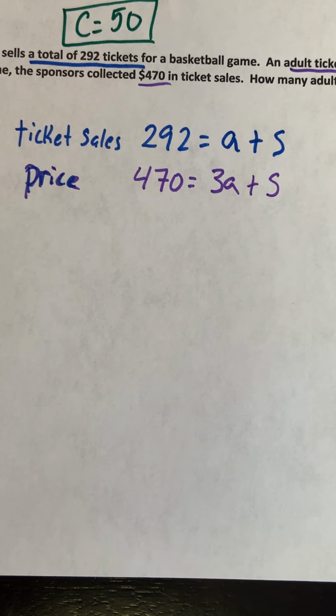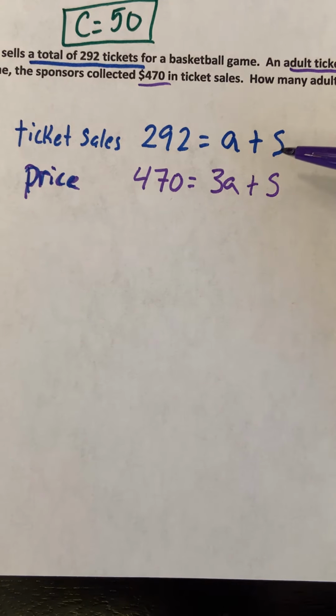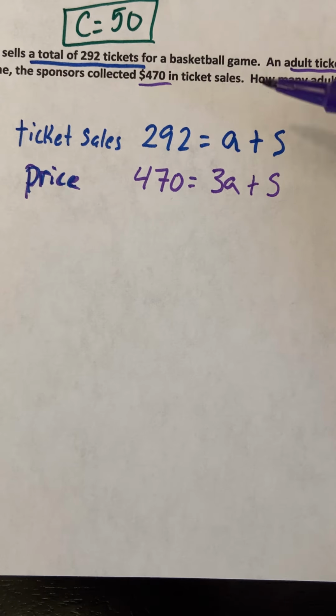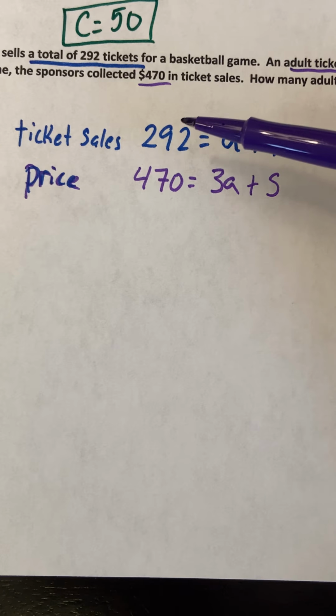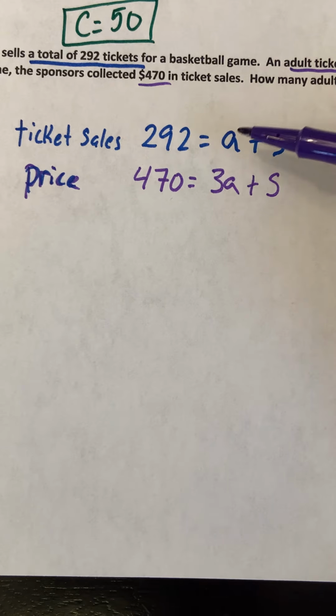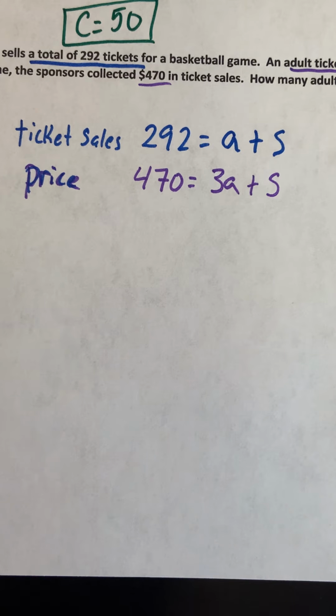Okay, so again, this definitely gets a little bit trickier. This bottom equation should have been okay, right? We've been dealing with price from the other examples before, but with this blue equation with ticket sales, understand that the only thing contributing to the 292 tickets sold is the amount of adults and the amount of students. All right, so now we've got our system of equations.